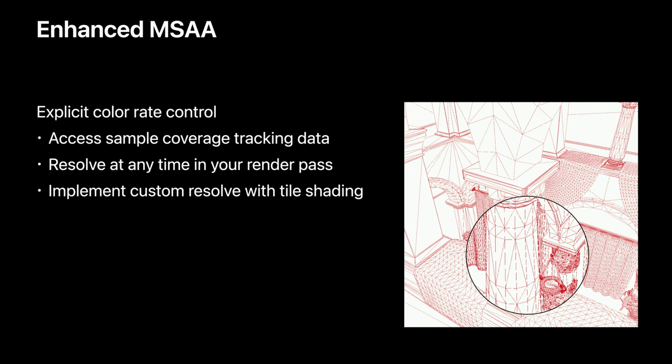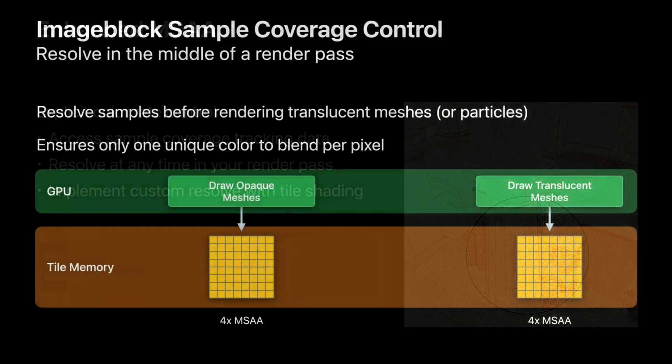Leveraging the flexibility of image blocks and tile shading, image block sample coverage control gives you access to each pixel's sample coverage tracking data for even more control of your multi-sample render passes. This allows you to leverage MSAA where you would not have before.